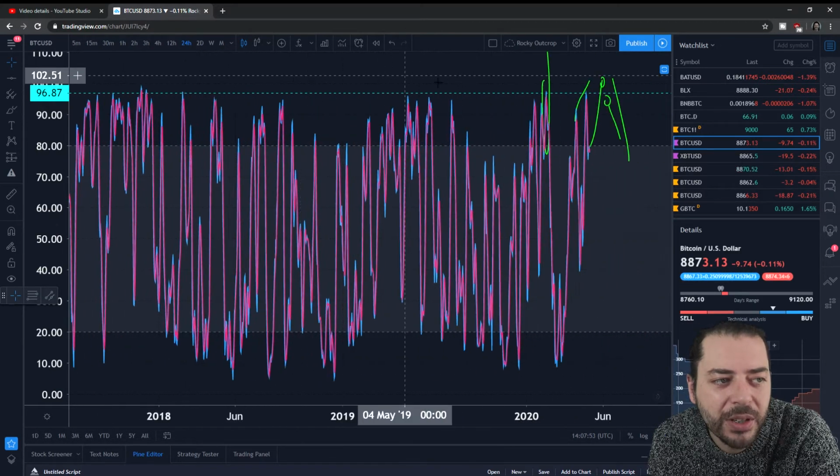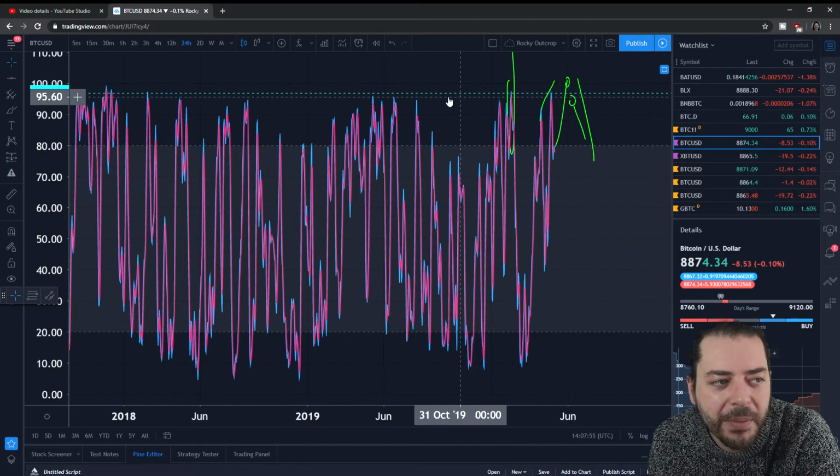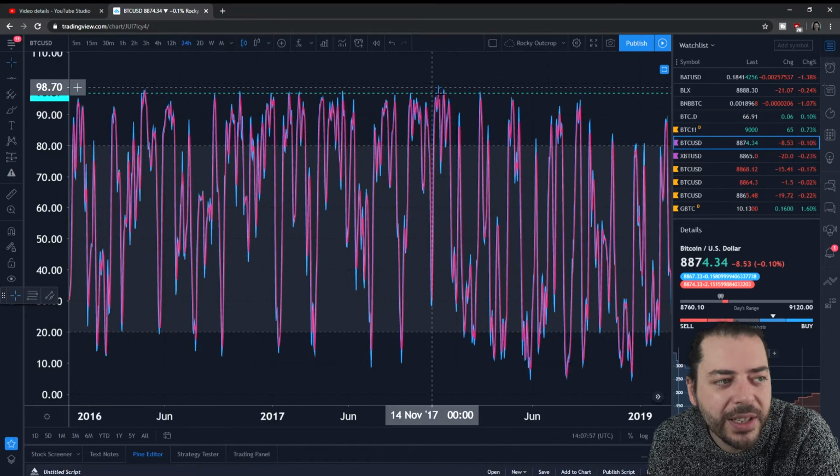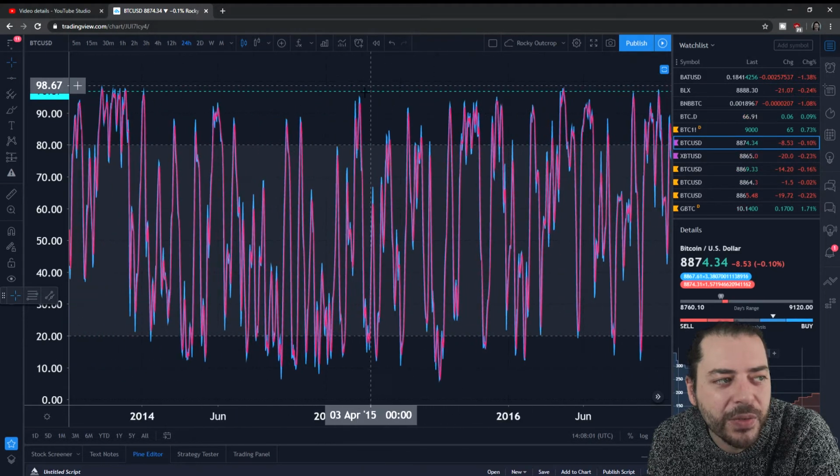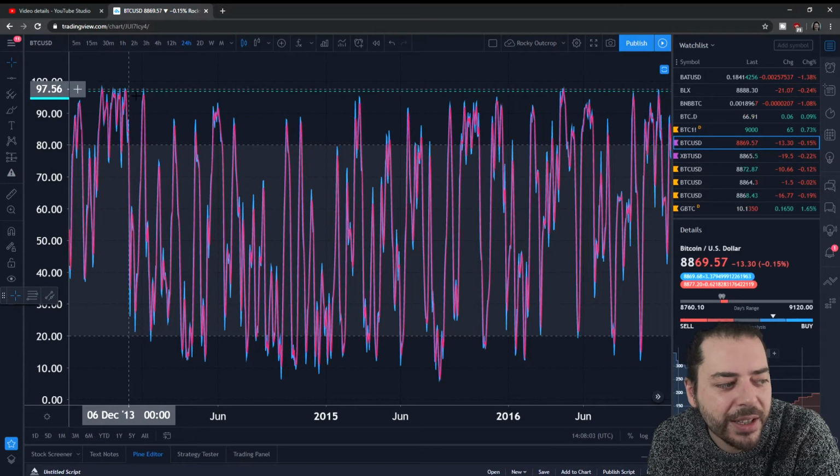Now it could go up one more time, I imagine. As you look to the left, you see there are these wee little peaks above that previous high. So a few times in the past we've had it go up, and I'm looking back over the course of years here.